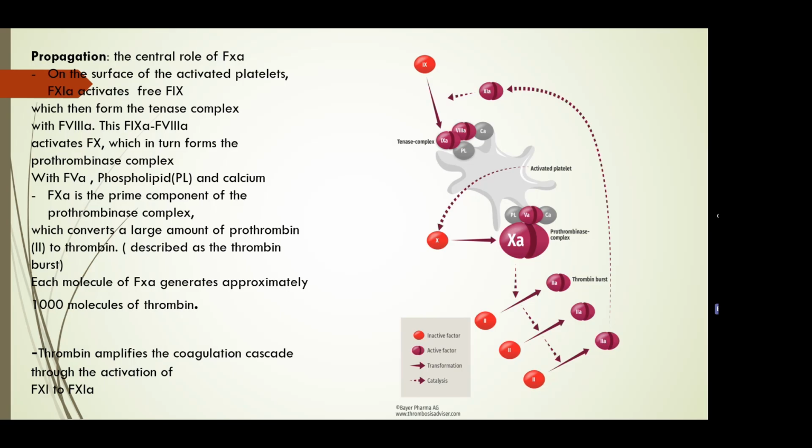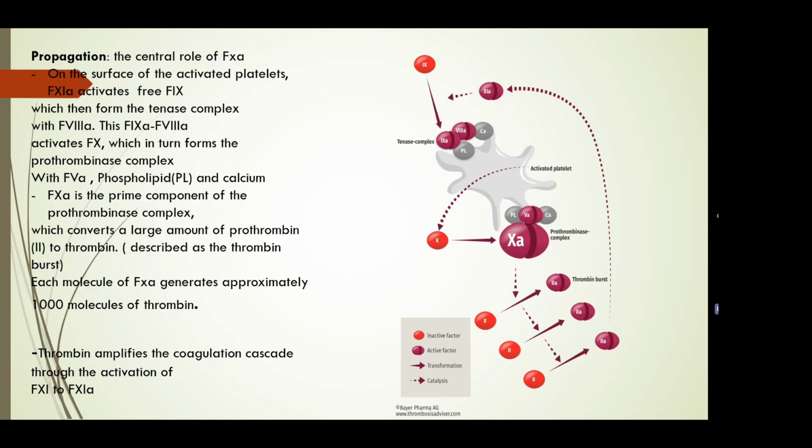On the surface of the activated platelet, factor 11 activates free factor 9, which then forms the tenase complex with factor 8. This activated factor 9 and factor 8 activates factor 10, which in turn forms the prothrombinase complex with factor 5, phospholipid and calcium. This is the tenase complex. This is the prothrombinase complex.